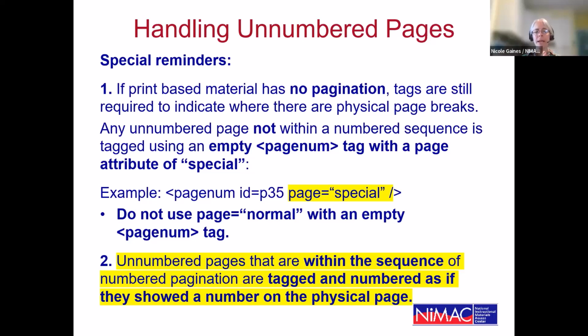But one of the things that may not be as well known is that it is fine, if you have unnumbered pages that are within the sequence of numbered pagination, to go ahead and tag those in the number that they are. So say, for example, page 5 has text on it and has a number on the page. Page 6 has no number on the page. It just has a picture that's as big as the whole page, and then the next page is page 7. We would actually want, in order to indicate that it's still a part of the sequence, to include page 6, even though it doesn't have a number on the physical page. So it would just be paged as normal.